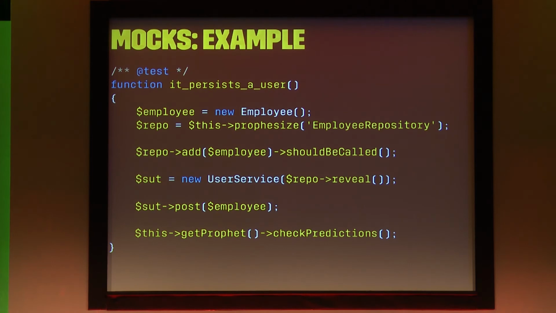So in this example, I'm using Prophecy, and we're creating a double of the employee repository, and then we're telling the test that we're expecting the add method to be called on the repo. We're saying it should be called. We're exercising the SUT, and at the end we're asking it to check the predictions and make sure that those calls that we told it to expect actually happened. The very bottom bit there, the check predictions, most test frameworks have integration, so it'll do that explicitly for you.